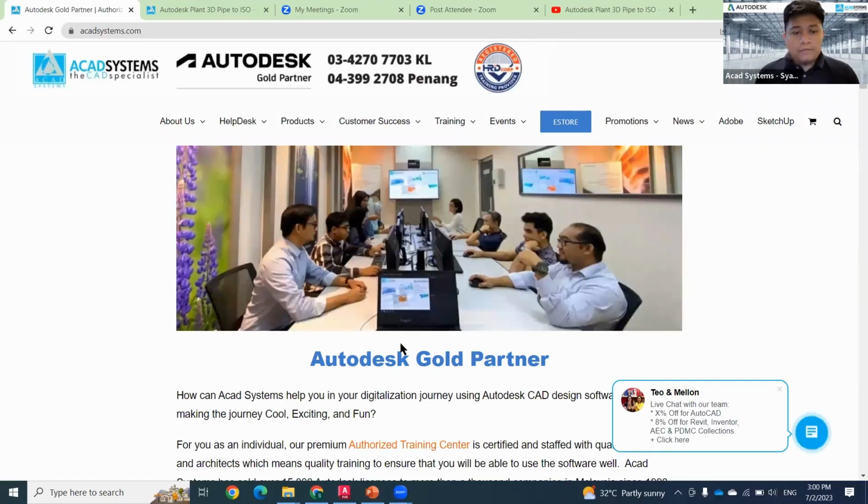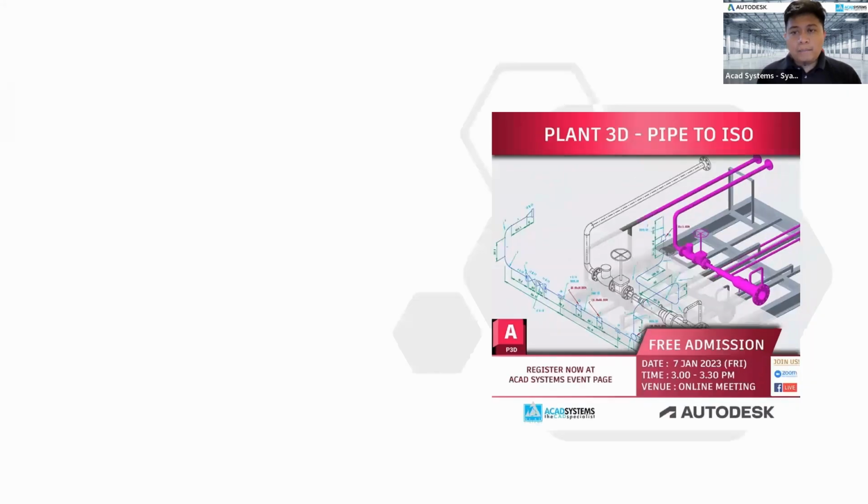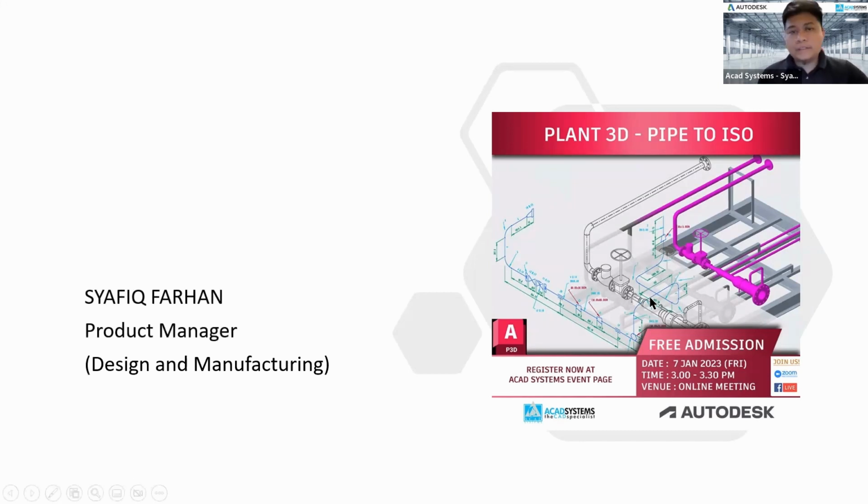Okay, for today's free online lesson, we are going to talk about one interesting topic regarding Plant 3D, which is how to generate pipe ISO. So from our 3D modeling pipe, we want to generate isometric drawings.